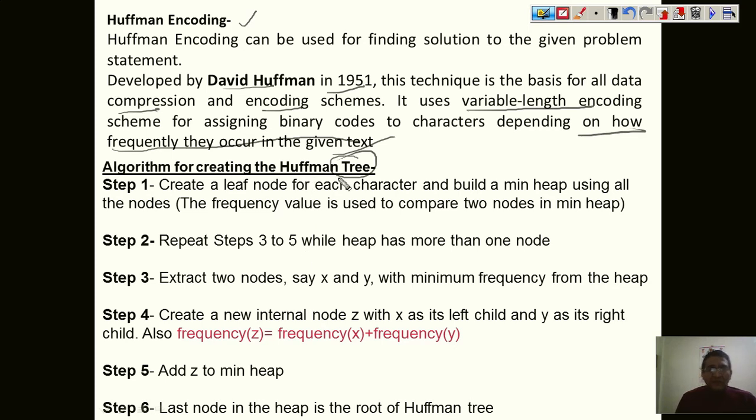And in this algorithm, we are going to build a min heap. A min heap is a binary tree in such a way that the root node has the minimum value, or a lesser value than the children. The frequency value is used to compare the two nodes in the min heap. So here we are representing each character as a node, and this node also has a frequency value. The frequency value represents how many times this character occurs in the given string. Step 2: repeat steps 3 to 5 while the heap has more than one node. So we have to do something in a loop from 3 to 5 until we are left with one node. When only one node is left, that means you have processed the entire algorithm and we have reached our solution.